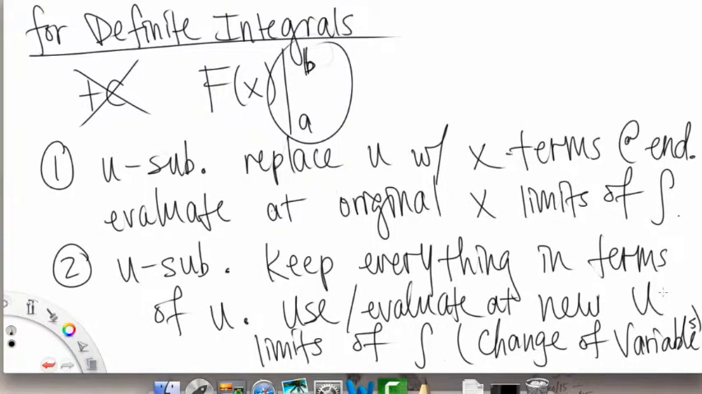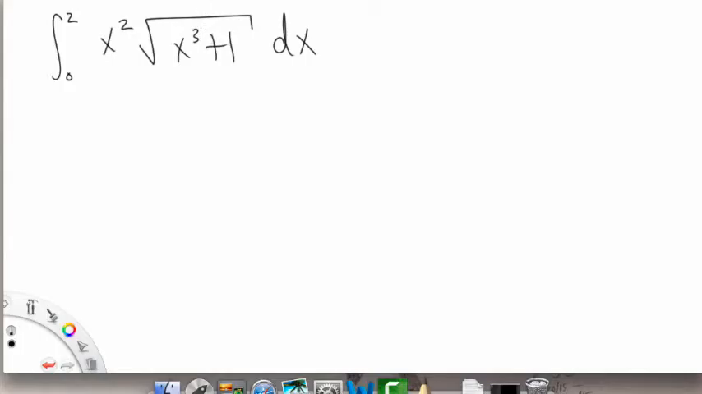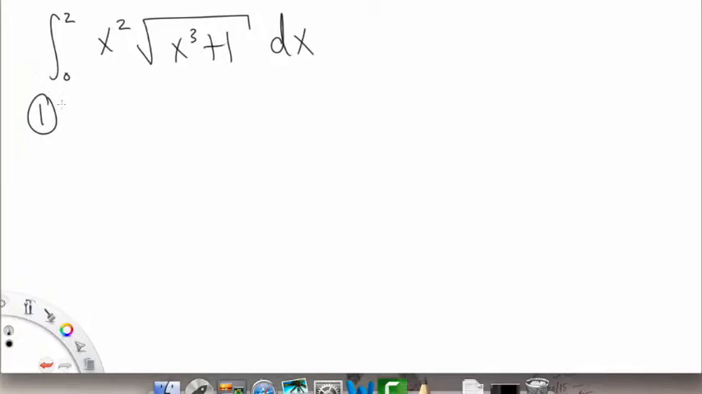All right, so let's see an example of both of these for definite integrals. Let's solve the problem: the integral from 0 to 2 of x squared times the square root of x to the third plus 1, dx. The first method that we're going to do is with our original x limits. We're going to replace everything with x's at the end. So number one, we're going to solve for U substitution. First of all, we have to pick a U.